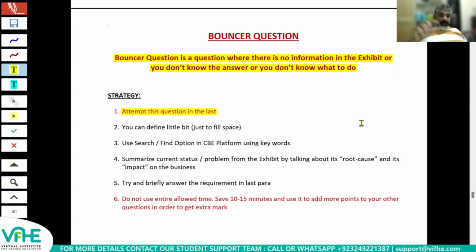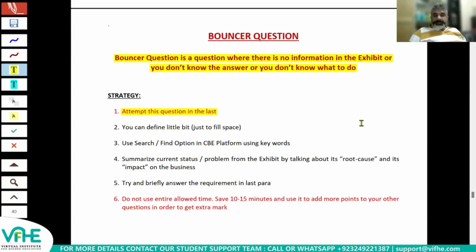Or let me repeat. I will never utilize the full 18 minutes on a bouncer question. I will just utilize 50-60% of the time, let's say 10 minutes, just to fill up some space. And the remaining 8 minutes, I will go back to the easier questions and try to add more points so that I can cover up from there.